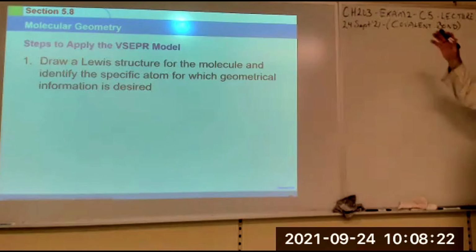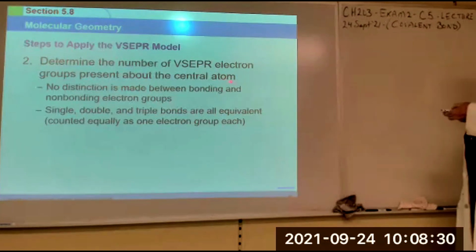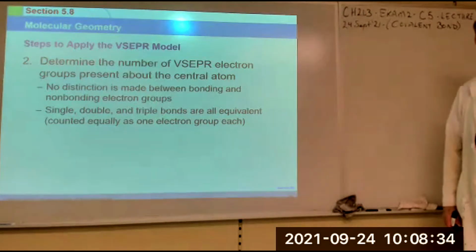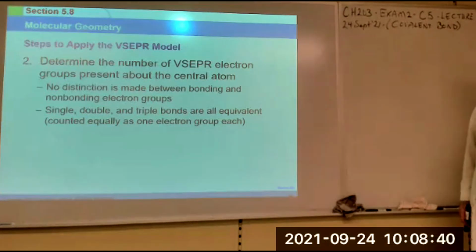Well, this goes through the steps. Like I said, you draw the Lewis dot structure first. Then you determine the number of groups of electrons, both bonding and non-bonding, right? And add them up. How many are there around the central atom?